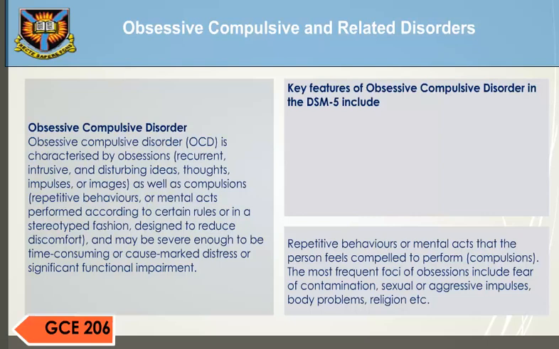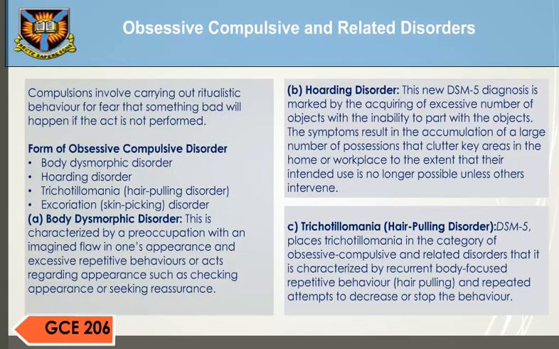Key features of obsessive compulsive disorder in the DSM-5 include repetitive, intrusive, uncontrolled thoughts or urges, obsessions, and repetitive behaviors or mental acts that the person feels compelled to perform, compulsions. The most frequent foci of obsessions include fear of contamination, sexual or aggressive impulses, body problems, religion, and so on. Compulsions include carrying out ritualistic behavior for fear that something bad will happen if the act is not performed.